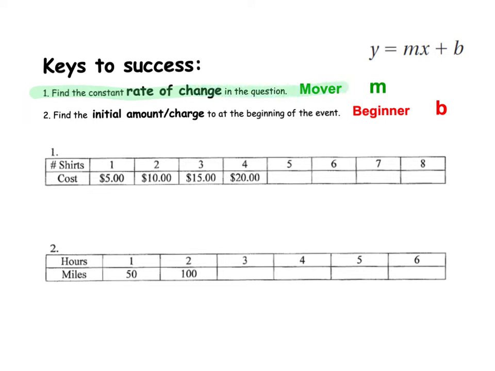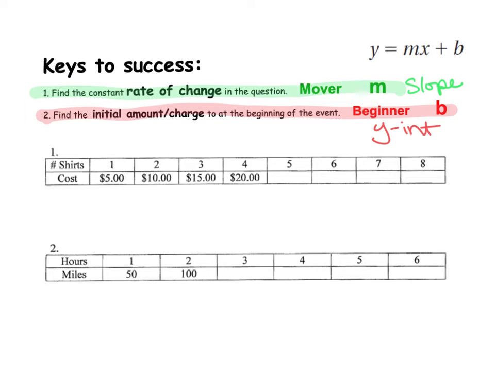To find the constant rate of change in the problem, how much it's going up week to week, month to month, year to year, whatever it is, that's our mover. That's our M. That is our slope. Then there is the B. That is the initial amount to charge, whatever you want to call it, at the beginning of the event. The beginner, the B. We'll call that, make sure you remember, the y-intercept.